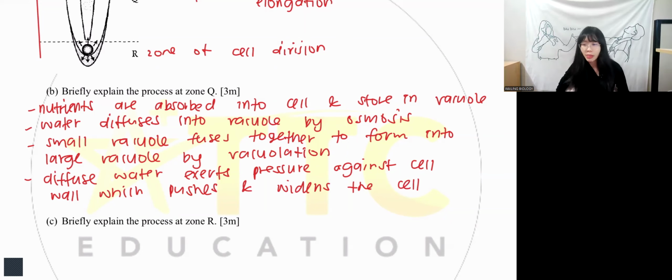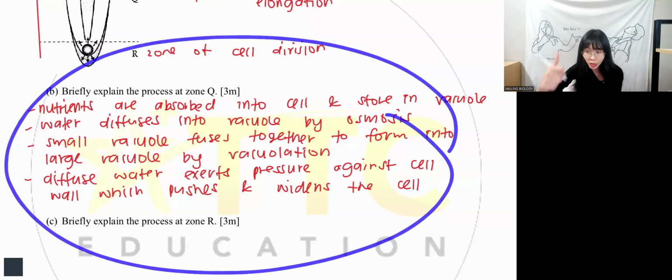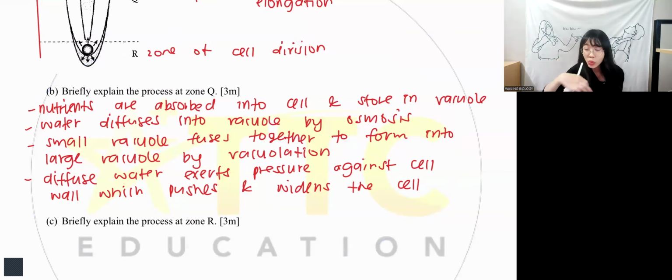May I ask if SPM can write in point form? Point form in short sentence, yes, you can. But you cannot write keywords. You can write this. This is a correct way of answer in exam. But you cannot write keywords. Means you cannot write nutrients, osmosis, vacuolation, pressure. But you have to be in a short sentence. This one also can be accepted. This is a correct way of writing in exam, guys. Diffuse water. Thank you, past tense. Diffused water, okay?